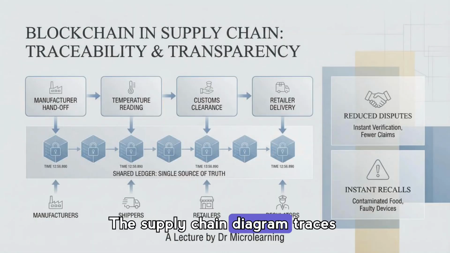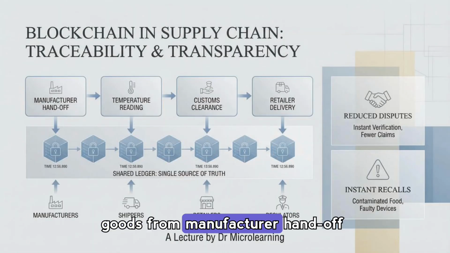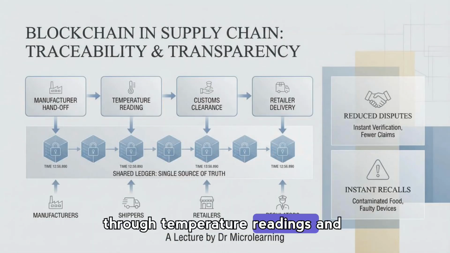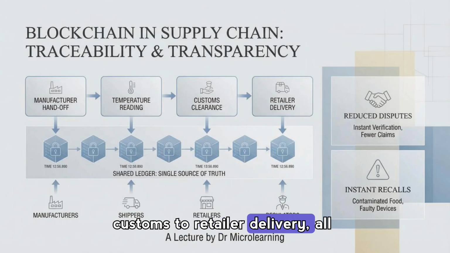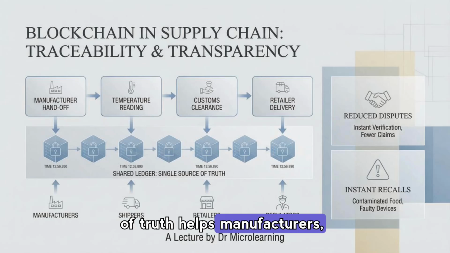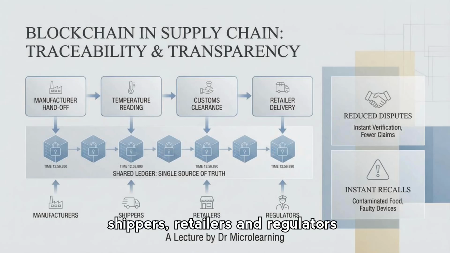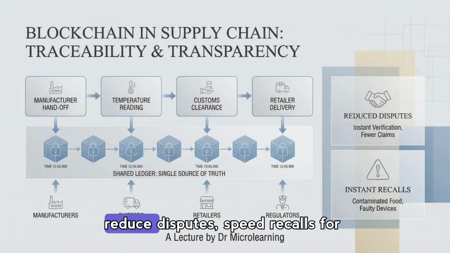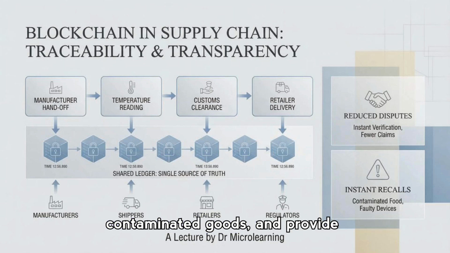The supply chain diagram traces goods from manufacturer handoff through temperature readings and customs to retailer delivery, all recorded as time-stamped blocks on a shared ledger. That single source of truth helps manufacturers, shippers, retailers and regulators reduce disputes, speed recalls for contaminated goods, and provide transparent provenance for every step.